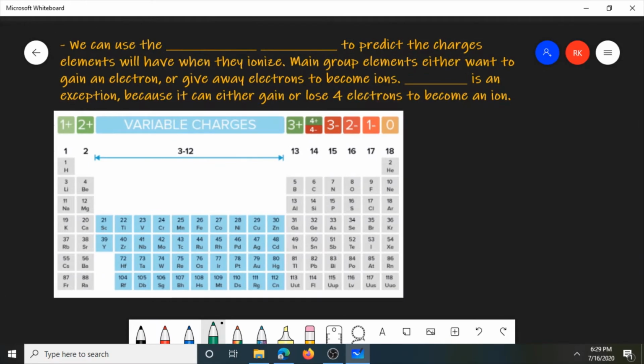Let's get into the challenging stuff now. We can use the periodic table to predict the charges elements will have when they ionize. Main group elements either want to gain or give away electrons to become ions. The elements in groups 1, 2, 13, and 14 all want to lose electrons in order to have a net positive charge.